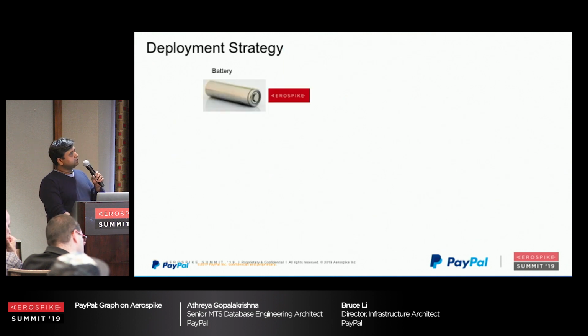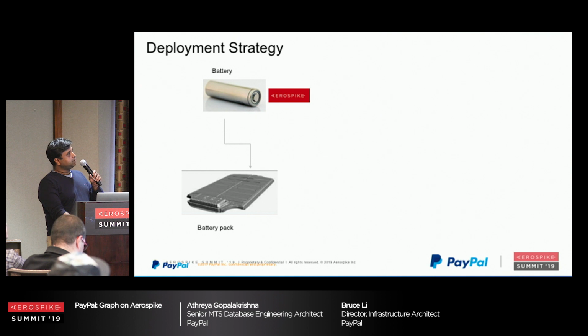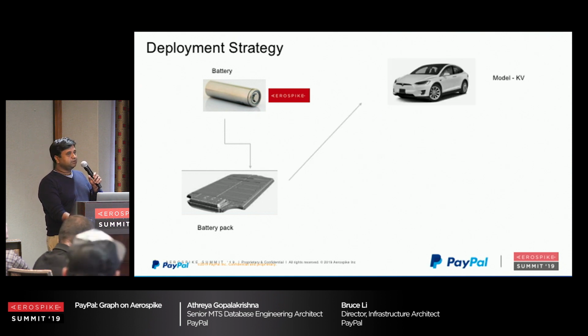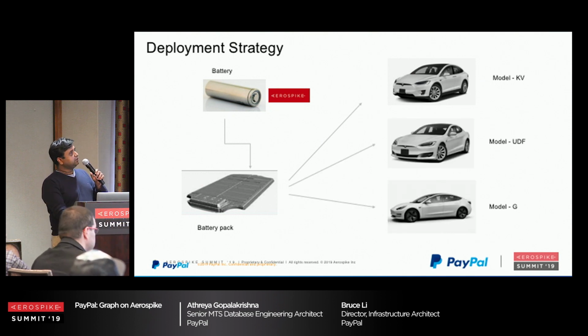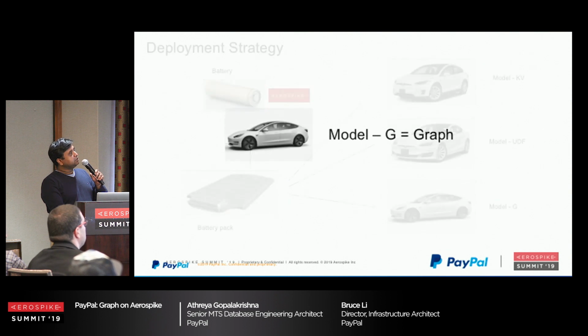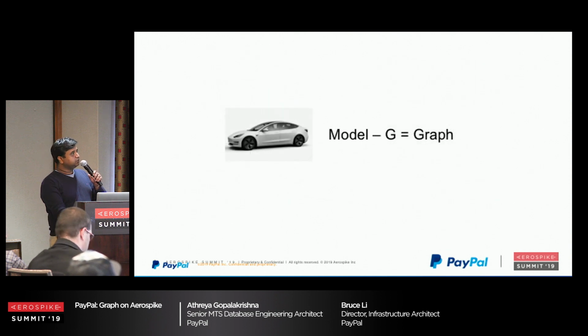And the deployment strategy has been, all right, so we got our battery, which was our Aerospike, we packaged it. Now, whether we put it into a model KV here, or whether it's a model X or a UDF here, or it should be a model G. Now what is model G is our graph use case, which is what we're going to talk more about.